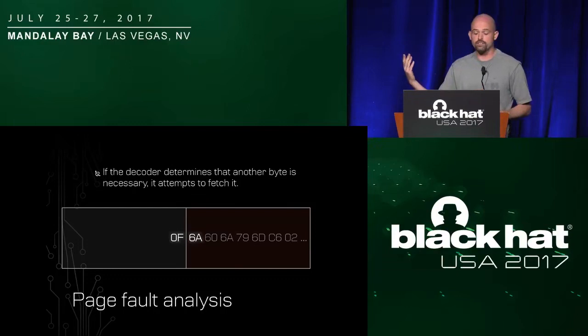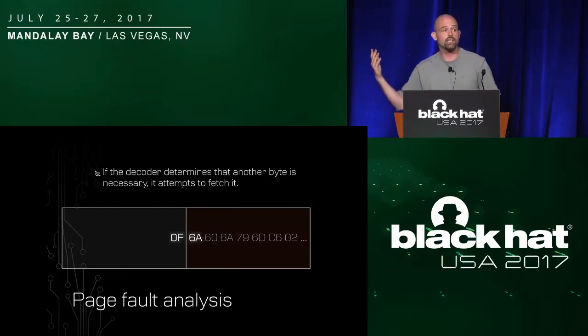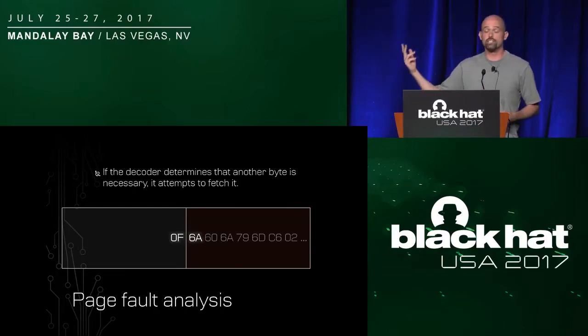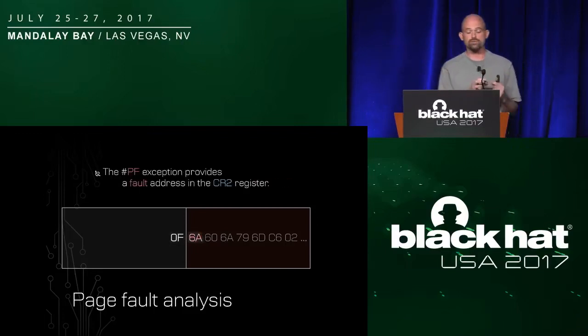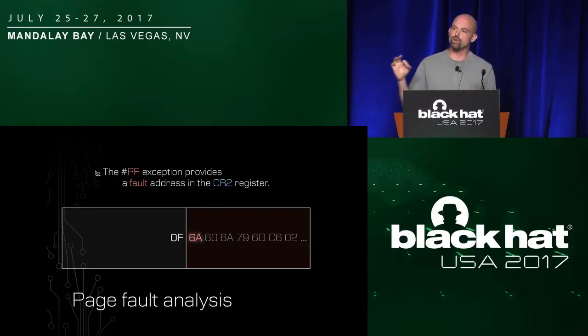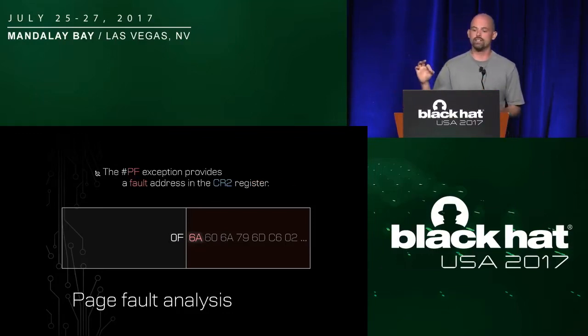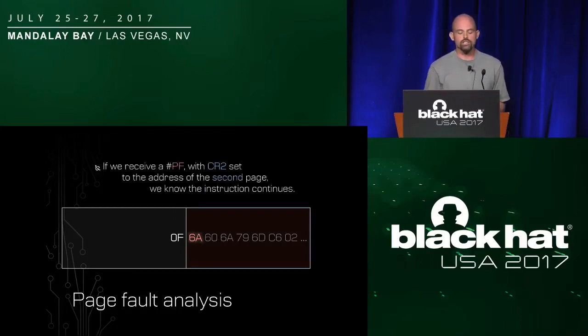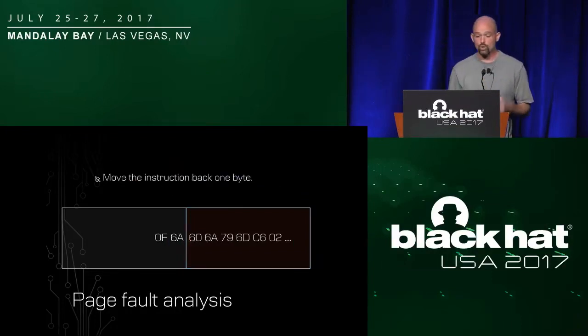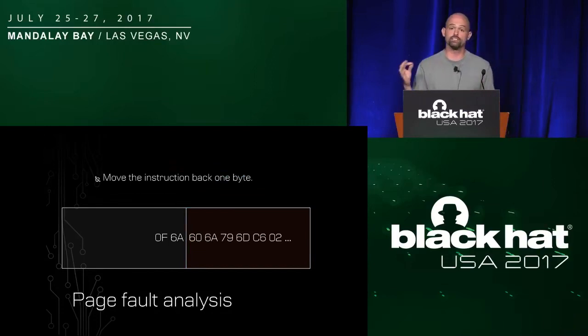So then it's going to try to fetch the next byte. It tries to fetch that 6A. But that 6A is sitting in a non-executable page. That means we're going to get a page fault exception when it tries to hit 6A. Specifically, we get a page fault exception with the CR2 register loaded with the address of the page fault. So CR2 is going to point to the address of that second page in memory when we get this fault. So if we receive that page fault exception with CR2 pointing to the second page in memory, we know that our instruction is longer than just that 0F.